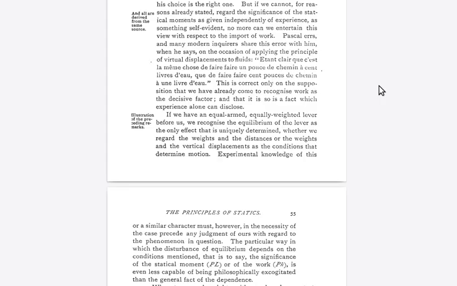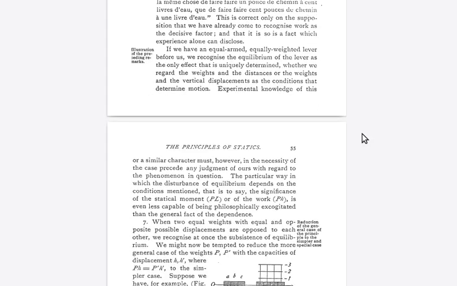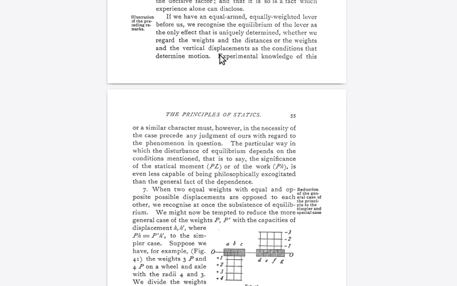If we have an equal-armed, equally weighted lever before us, we recognize the equilibrium of the lever as one that of itself is uniquely determined, whether we regard the weights and the distances or the weights and their vertical displacements as the conditions that determine equilibrium. Experimental knowledge of this or a similar character must, however, in the necessity of the case, precede any judgment of ours with regard to the phenomenon in question. The particular way in which the disturbance of equilibrium depends on the conditions mentioned, that is to say, the significance of the statical moment PL or of the work PH, is even less capable of being philosophically excogitated than the general fact of the dependence.